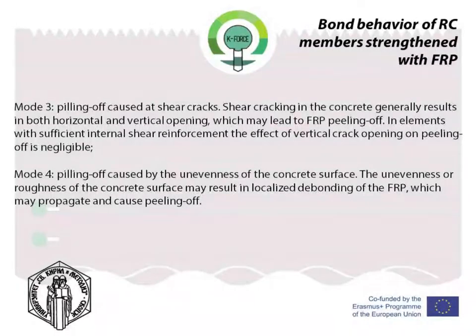Shear cracking in the concrete generally results in both horizontal and vertical opening, which may lead to FRP peeling off. In elements with sufficient internal shear reinforcement, the effect of vertical crack opening on peeling off is negligible. And mode 4, peeling off caused by the roughness of the concrete surface. The roughness of the concrete surface may result in localized debonding of the FRP, which may propagate and cause peeling off.